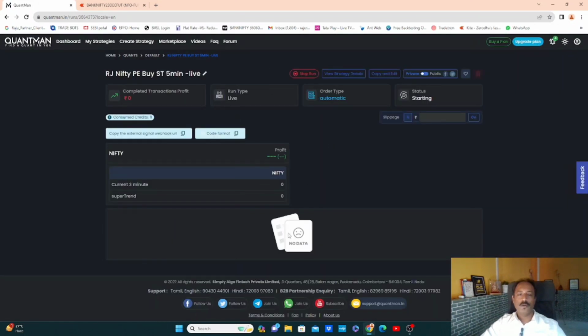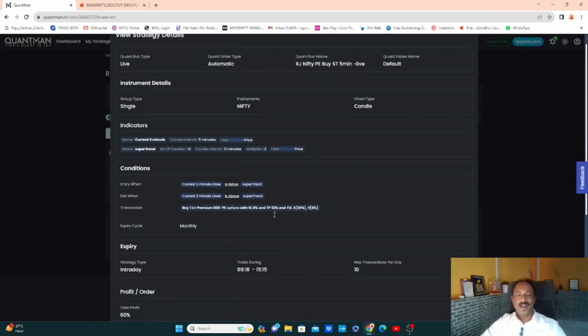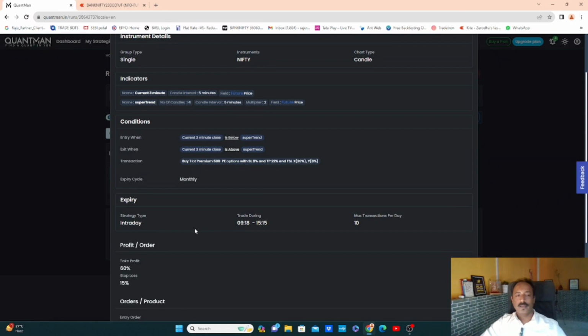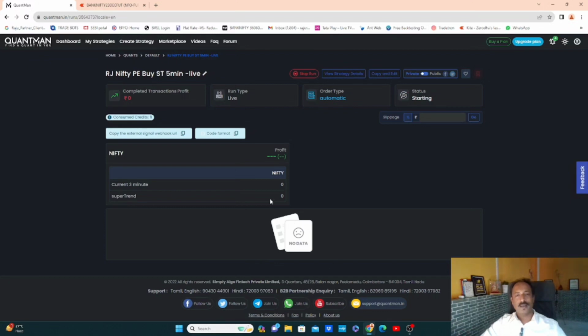So it is already live. As soon as the market opens tomorrow, if this condition triggers, that is, the current 3 minutes candle is below the super trend, it will take a trade. Okay, it will take a put option and it will exit when it is above the super trend. And this will be an intraday strategy. Okay, and it will buy a monthly expiry. That's it, guys. So it's as simple as that.